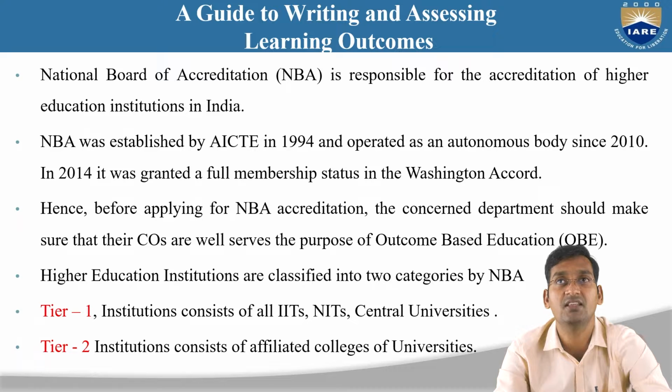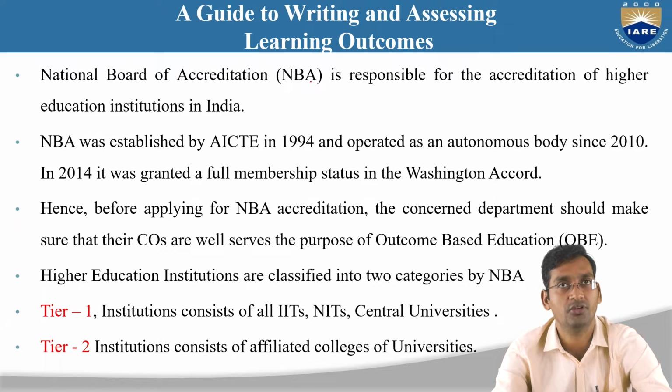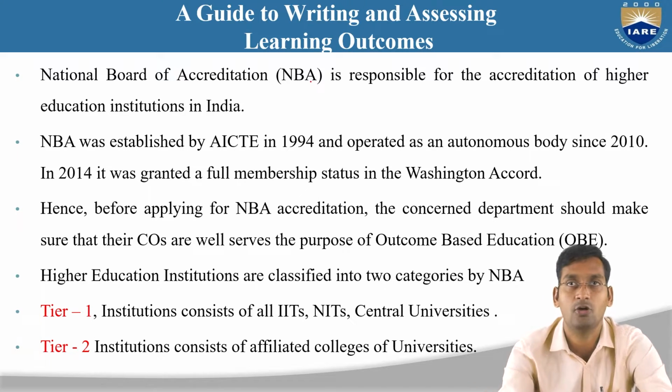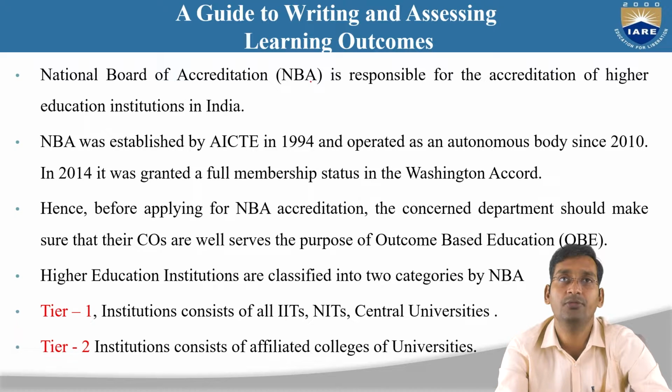Next is a guide to writing and assessing learning outcomes. The National Board of Accreditation (NBA) is responsible for the accreditation of higher education institutes in India. So NBA decides the accreditation for higher education. NBA was established by AICTE in 1994 and has operated as an autonomous body since 2010. First, it was established along with the AICTE. Later, in 2010, it became autonomous. In 2014, it was granted full membership status in the Washington Accord. Right, so in 2014 they got the full membership.